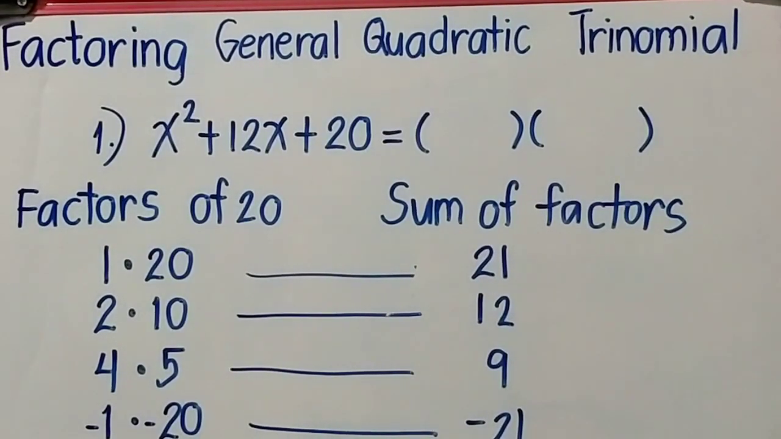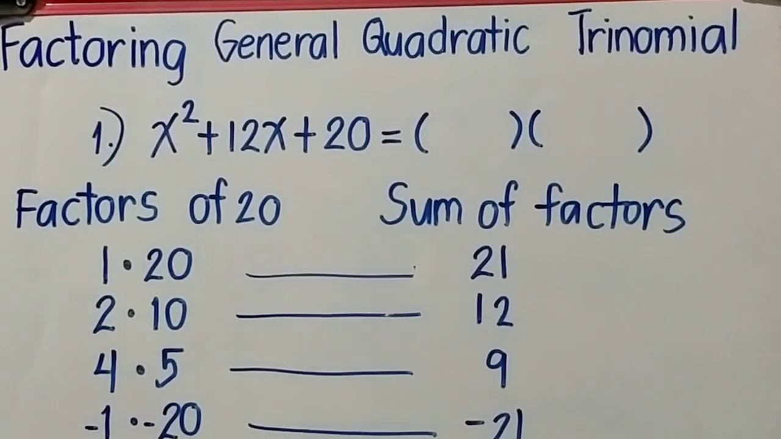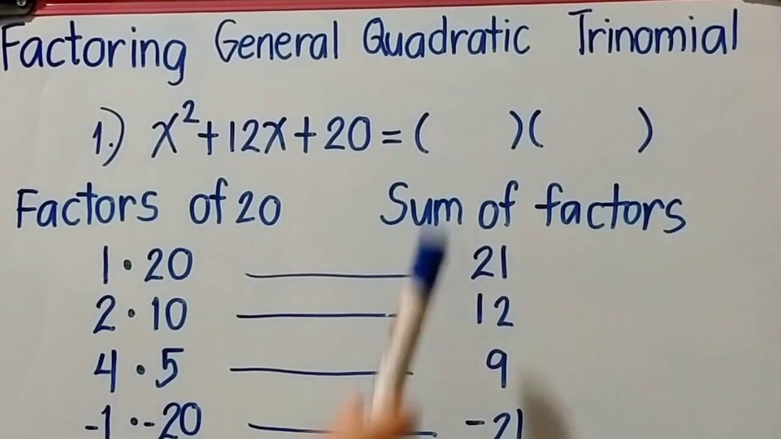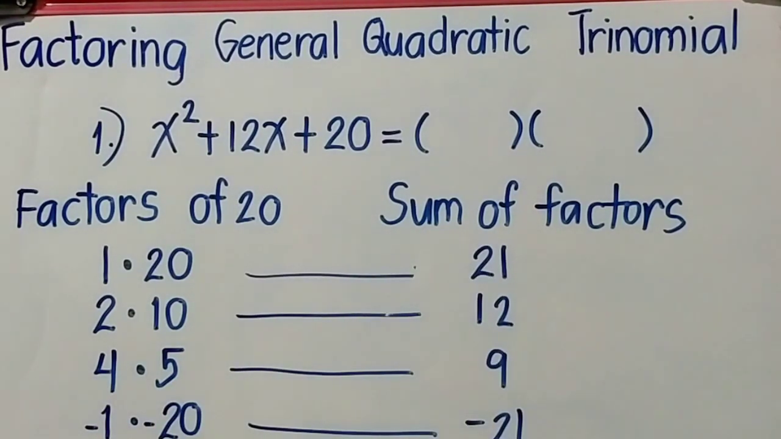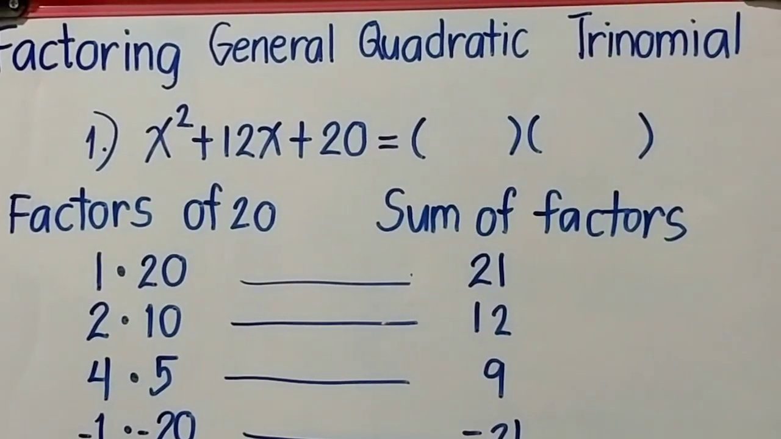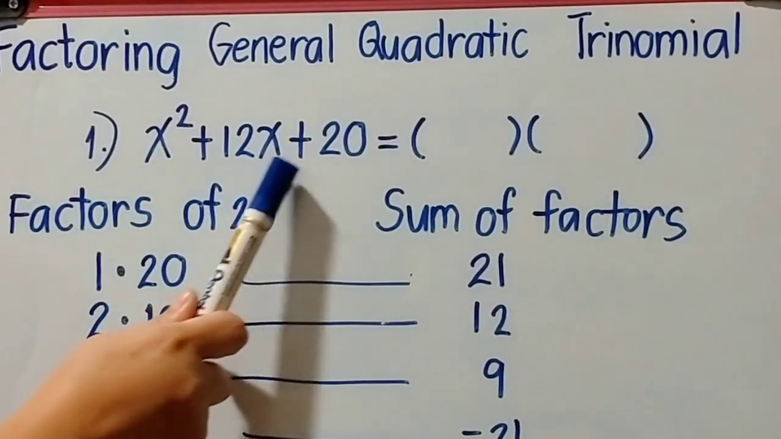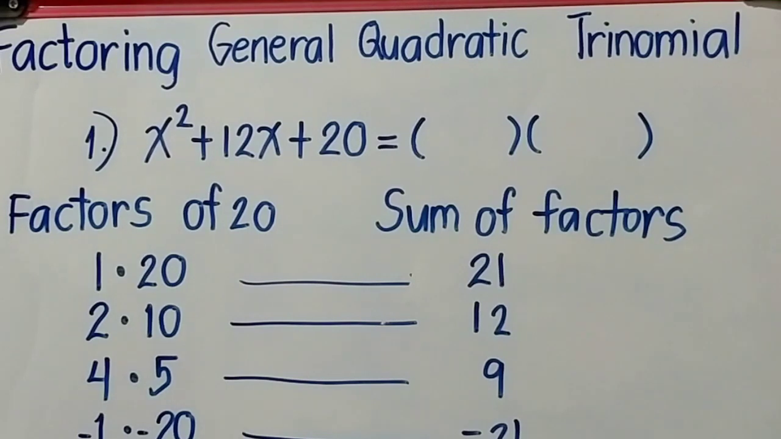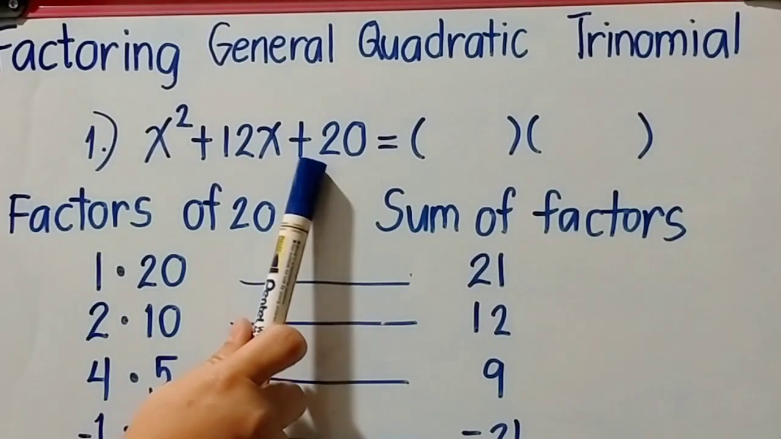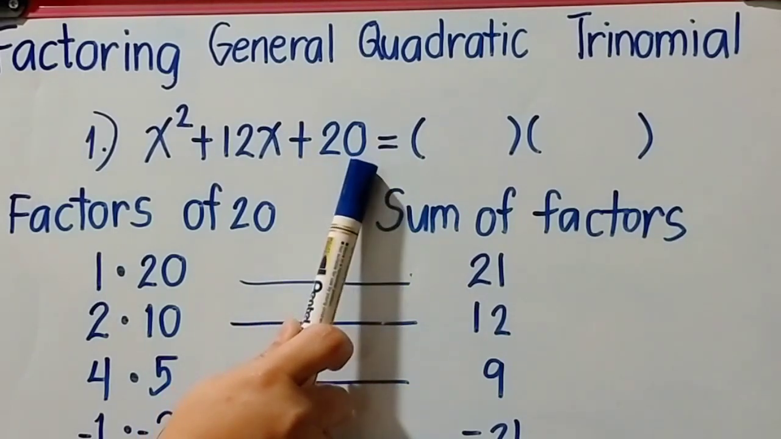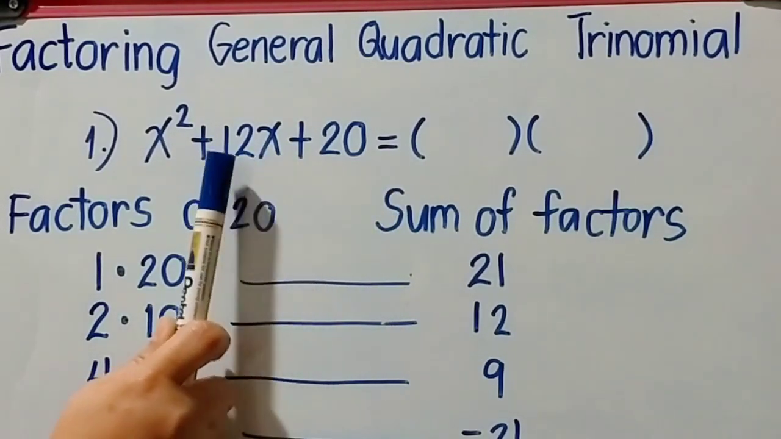Factoring general quadratic trinomial. Okay, the factors of a general quadratic trinomial are two binomials. So let's take this example. Factor the quadratic trinomial x squared plus 12x plus 20. So to factor this quadratic trinomial, we need to look for the factors of the constant term 20, whose sum is equal to the numerical coefficient of the middle term 12.